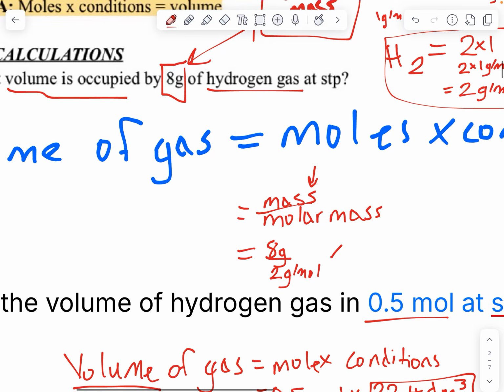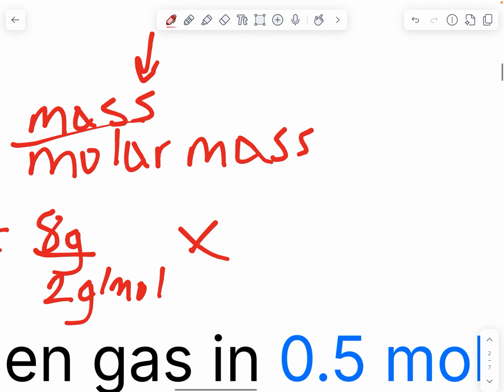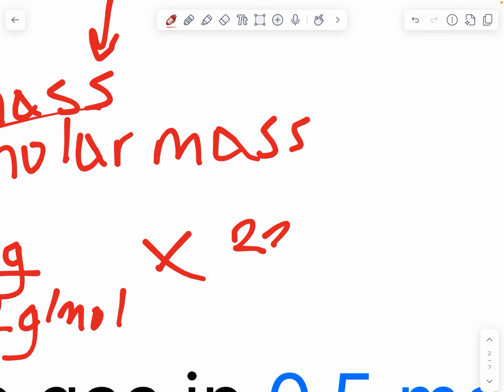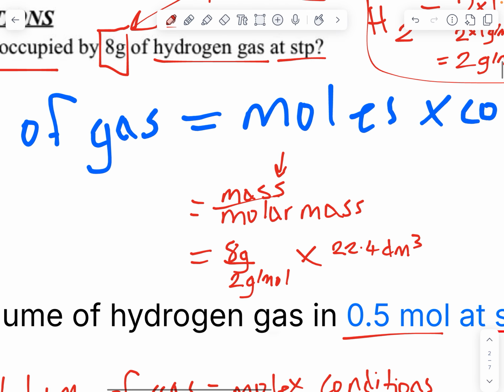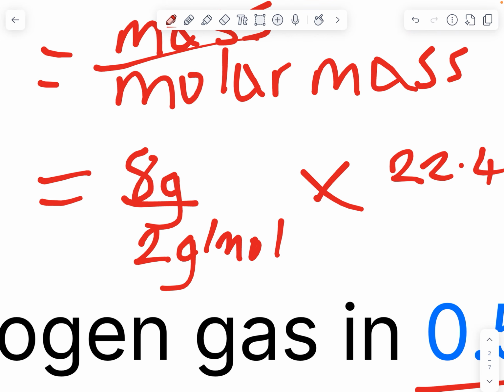And now we can apply our condition. The condition is STP. The volume of a gas at STP is 22.4 dm cube. Right, and now we solve. So let me take out my own calculator and we're going to solve together. So it's 8 divided by 2 times 22.4. This gives us 89.